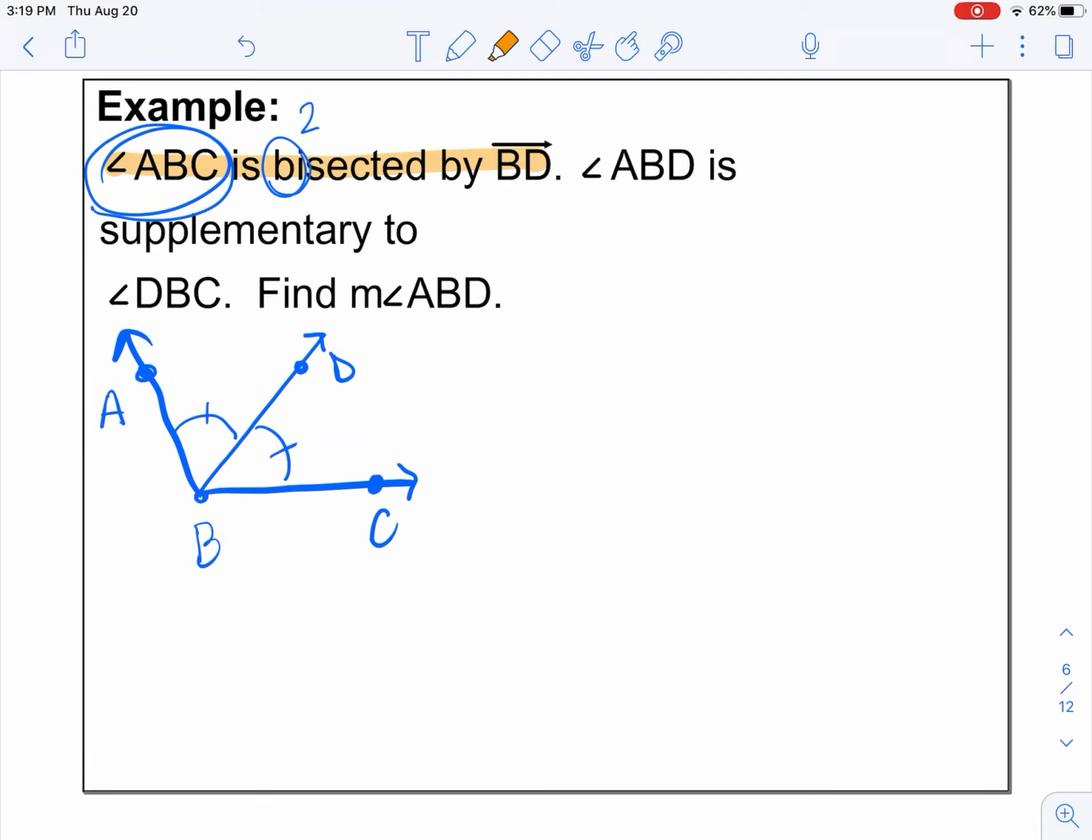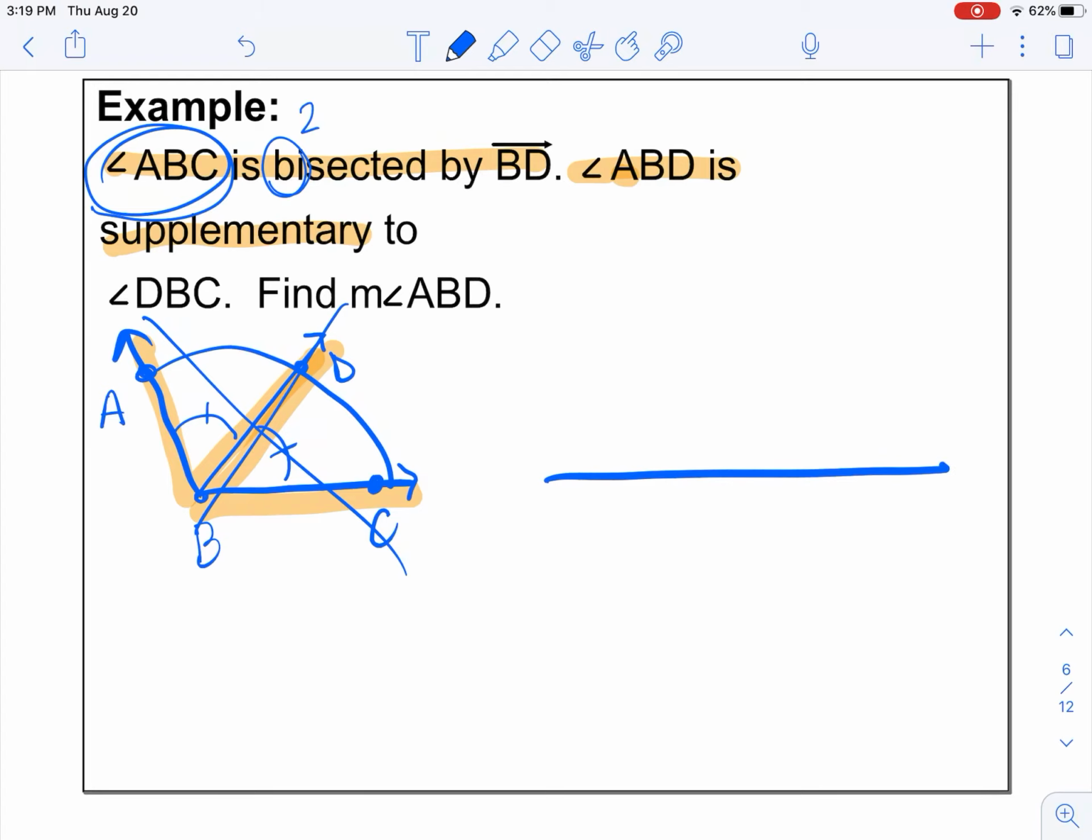All right, next it tells me that angle ABD, this angle right here, is supplementary to angle DBC, this angle right here. What does supplementary mean? It means they add to 180, right? Do these two angles together look like they add to 180 right now? No. So this diagram is not going to work for me.